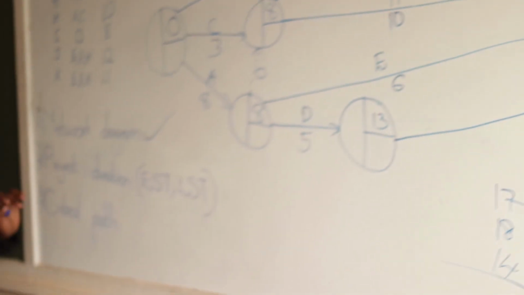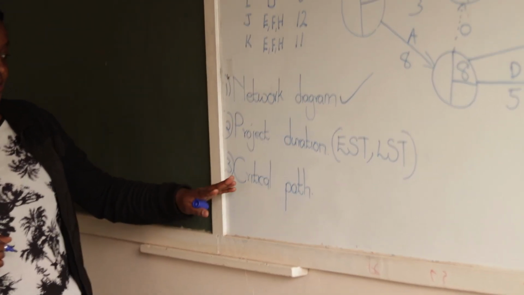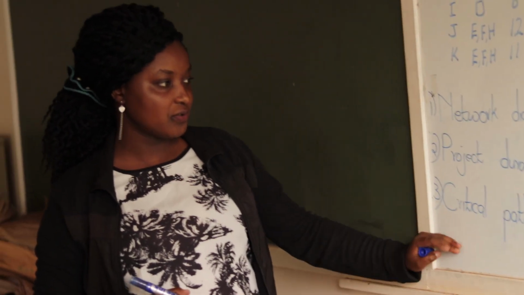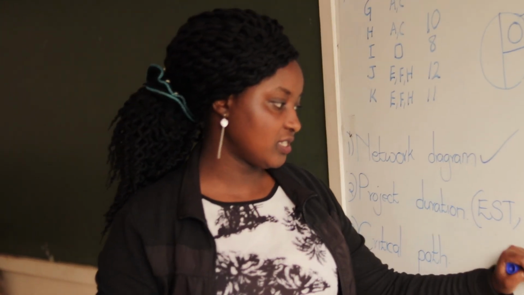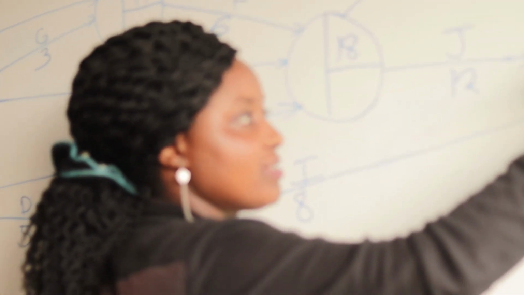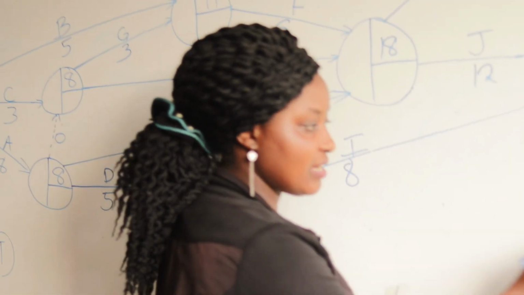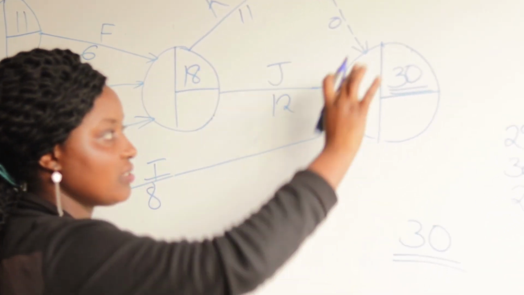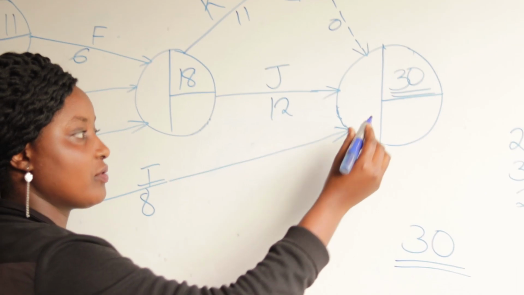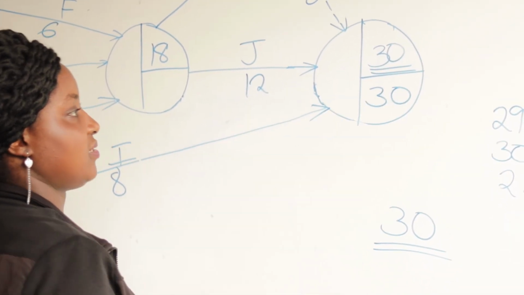Then we go to the last part, determine the critical path. But before we do that, we've not gone back to determining the late starting times. So for us to go back, since this is 30, that means at the end of 30 days, all these activities should be complete. So as we are going back, we will also start from 30.